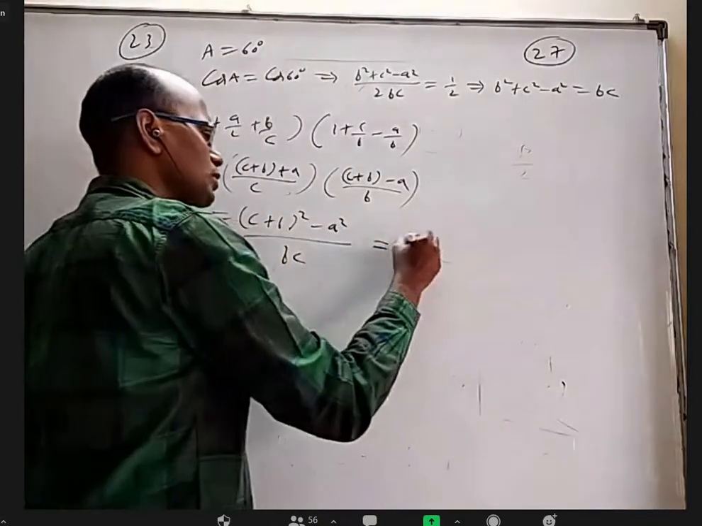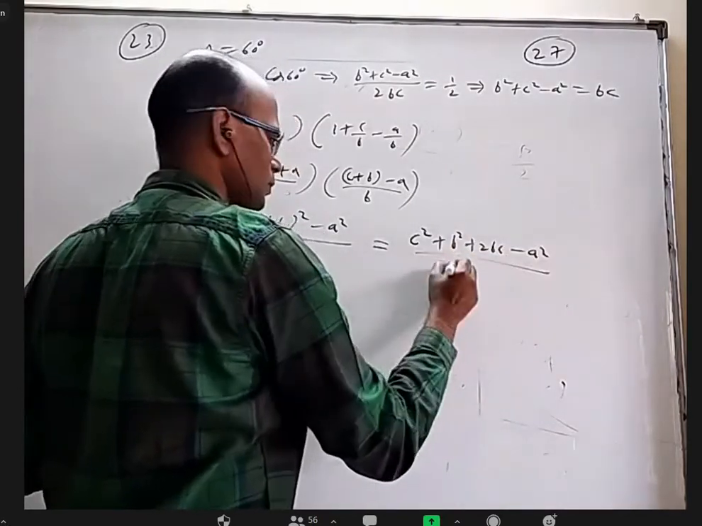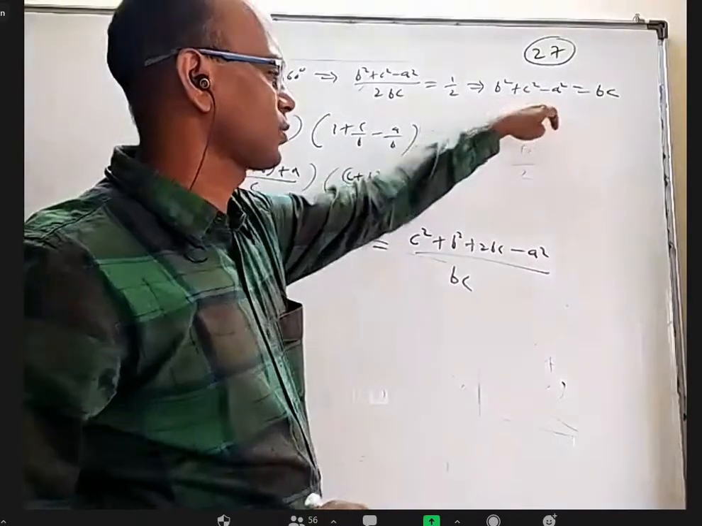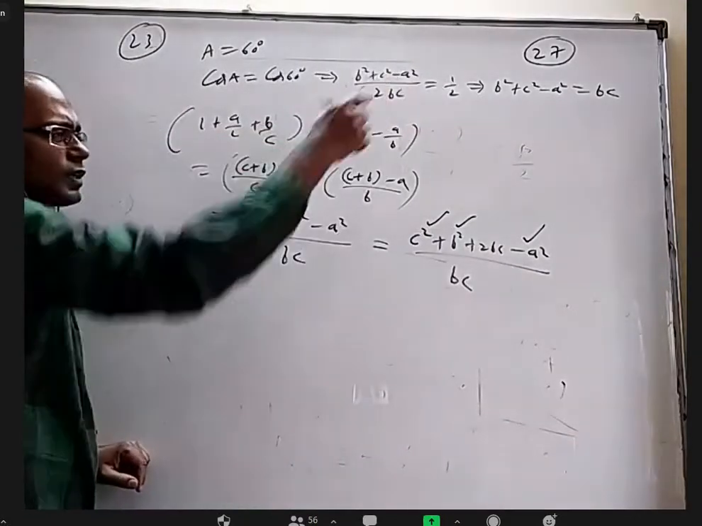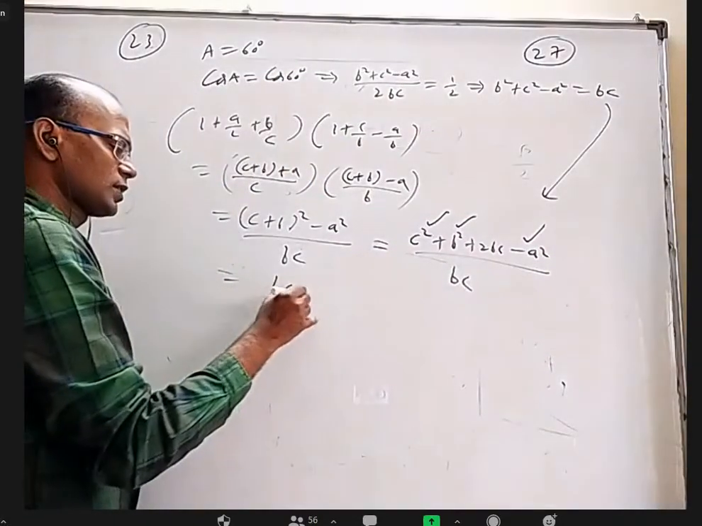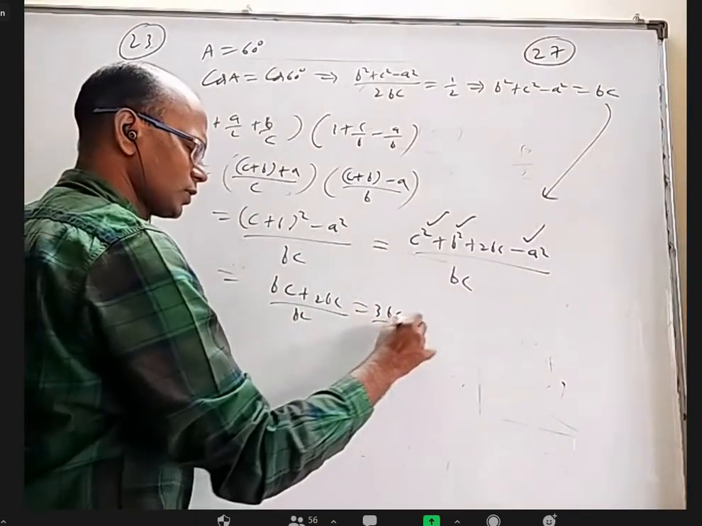But (C plus B) whole square is C square plus B square plus 2BC, minus A square, by BC. Okay, what is C square plus B square minus A square? You can write BC. This together will become 1 BC based on that result. So I can write that as BC plus 2BC by BC, 3BC by BC, which is 3.